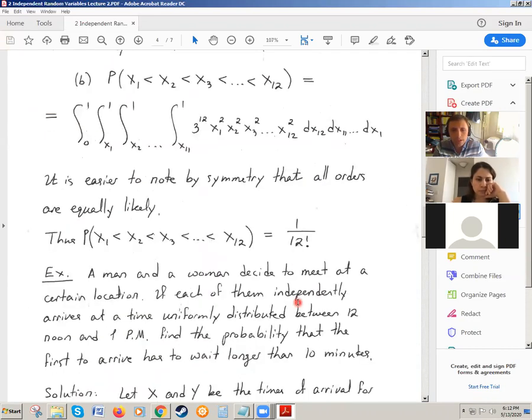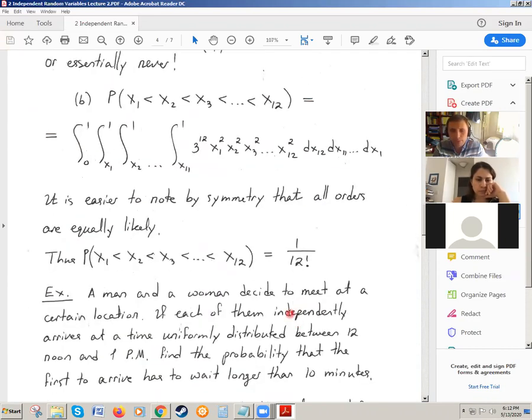Cool. Here is also a similar problem. So try to solve it. Men and women decide to meet at a certain location, and they have to meet between 12 and 1 p.m. The question is, what's the probability that the first person to arrive waits for the second 10 minutes or longer? Make sense? So two individuals arrive between 12 and 1 o'clock, and the question is, what's the probability that the first to arrive waits for the second 10 minutes or more?